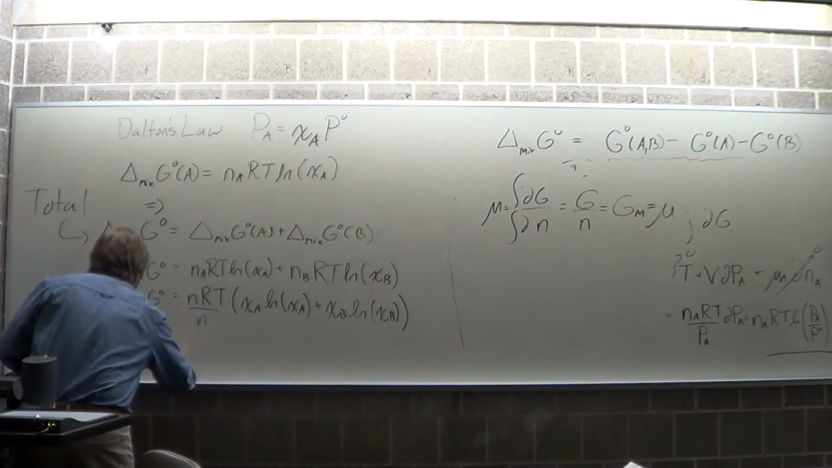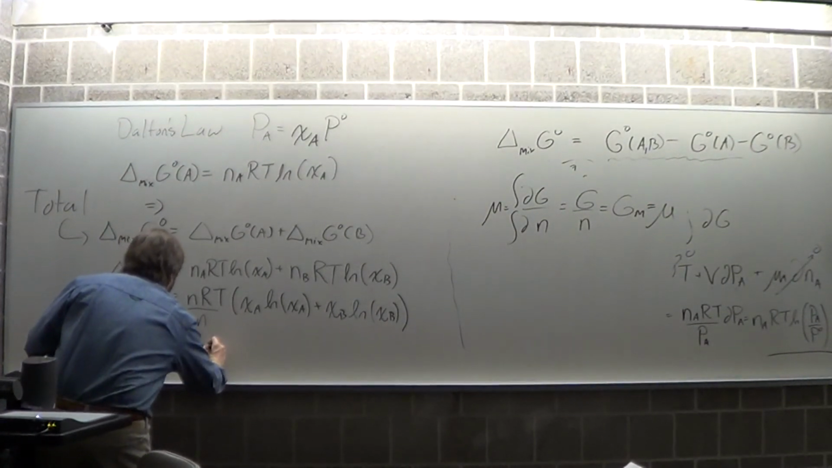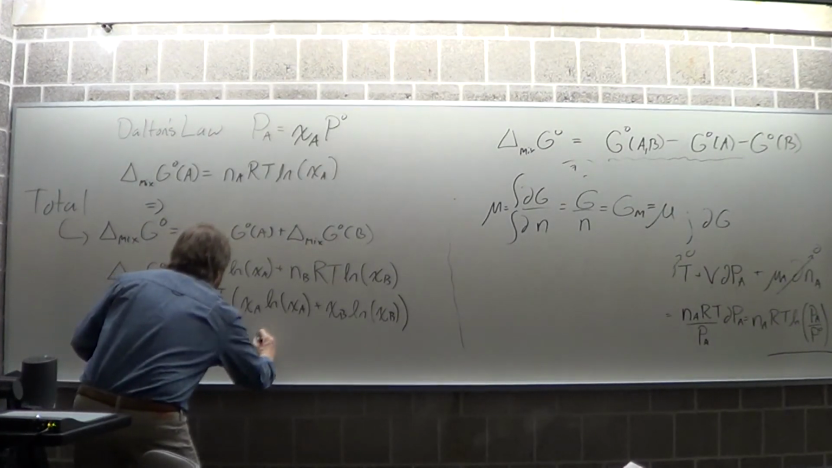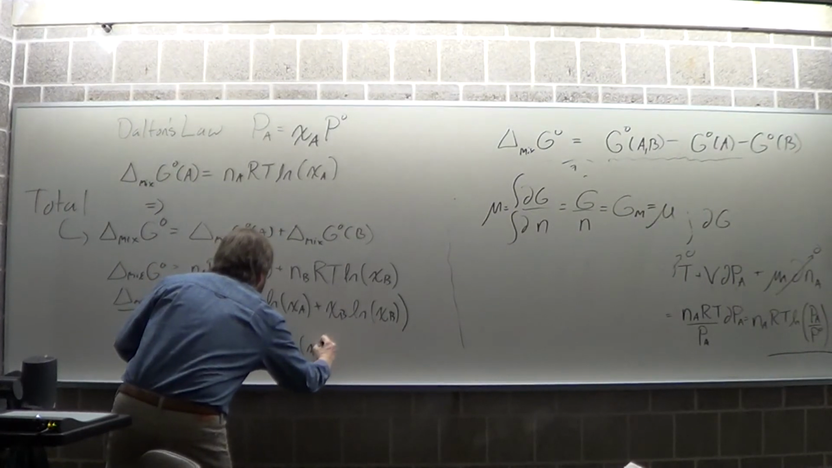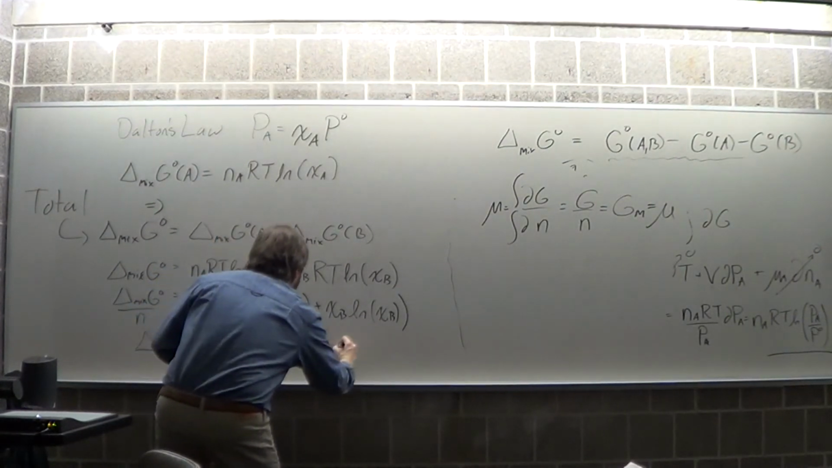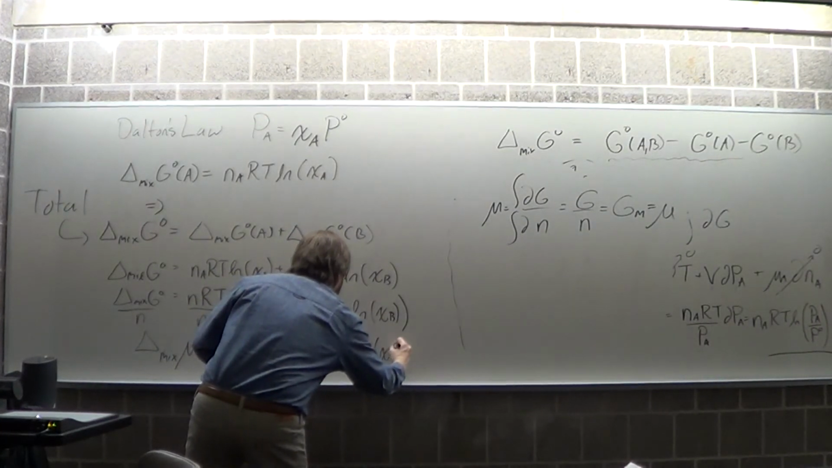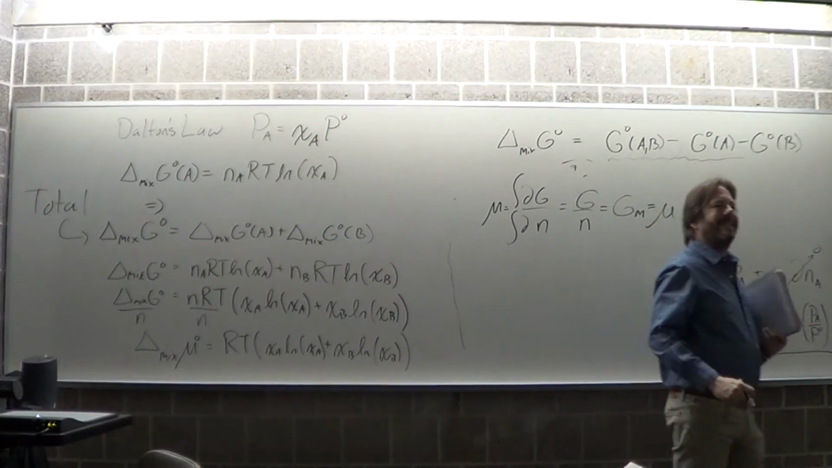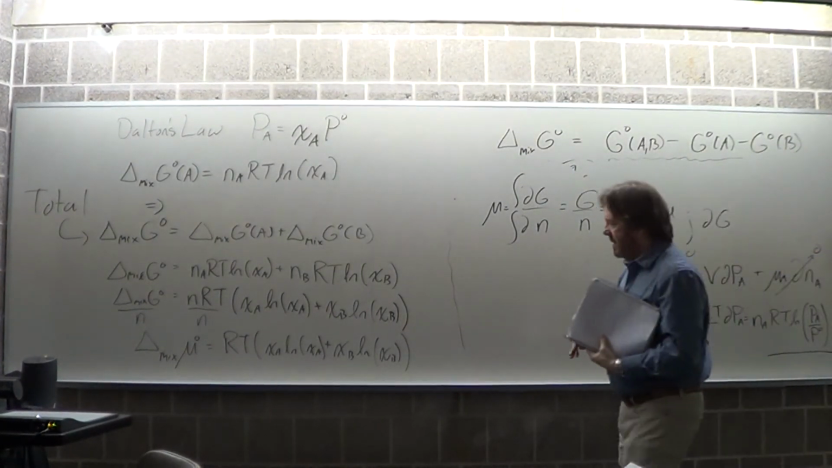So the change in chemical potential for mixing, I need to put in this little mix. Sorry, if you're having trouble seeing this, I'll rewrite this. It is RT times chi A ln chi A plus chi B ln chi B. Okay, there you go. Yeah, question. Is that the total change?